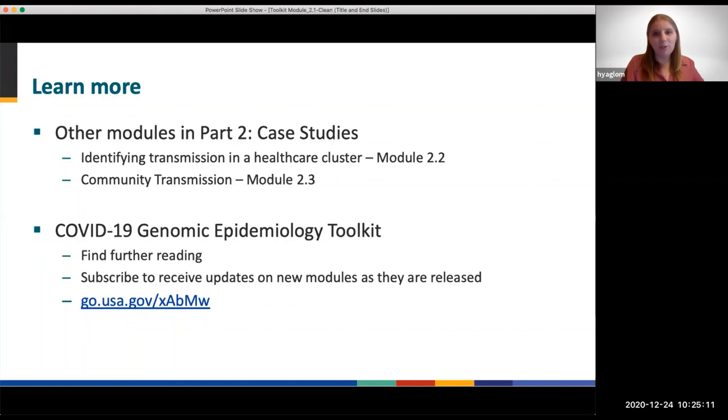This concludes module 2.1. The next module will review two separate outbreaks at long-term care settings and how sequencing helped clarify the pattern of transmission in these settings.